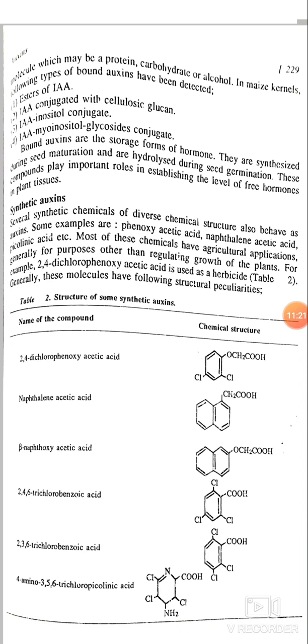So all these are synthetic auxins, and some are natural auxins like IAA and IBA, whereas some synthetic auxins like 2,4-D and NAA are all growth promoting hormones which promote growth in plants. Some synthetic hormones are also used as herbicides to reduce the growth of herbs in cropping fields.